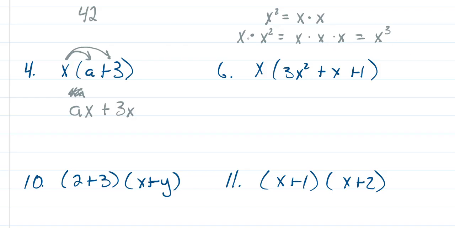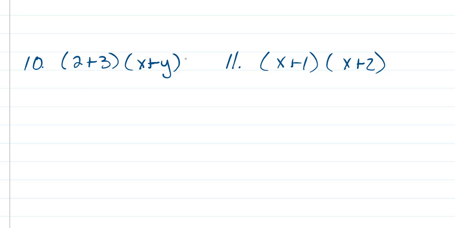The shortcut to that then becomes, when you have the same base, you can add the exponents. 1 plus 2 is 3. So x times 3x squared would be 3x to the third power. X times x would be x squared, not 2x. We're not adding them. We're multiplying. Then x times 1 is just x.